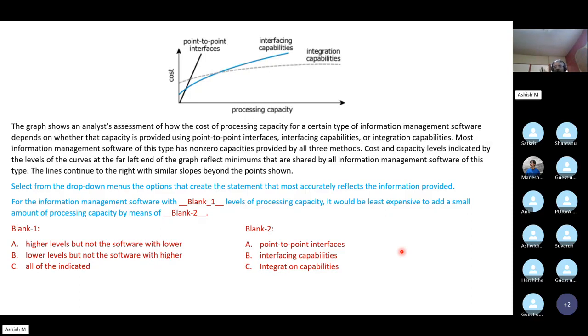So obviously all software requires processing capacity, right? So there is a software. Oh no, so Ayush, there will be only one answer for blank one. For blank one, the answer would be one of these. For blank two, the answer would be one of these. Is that what you're asking?